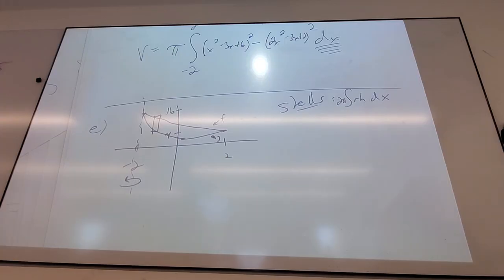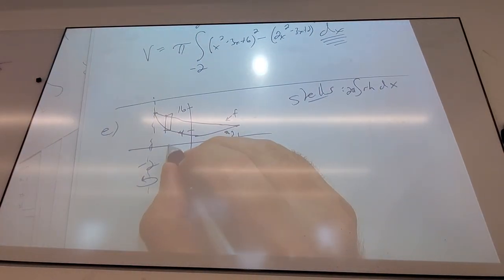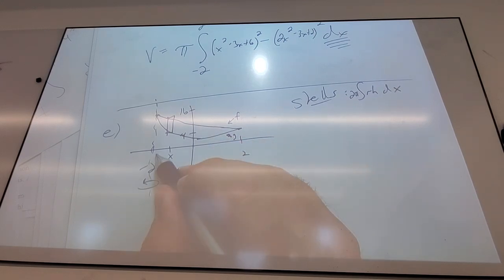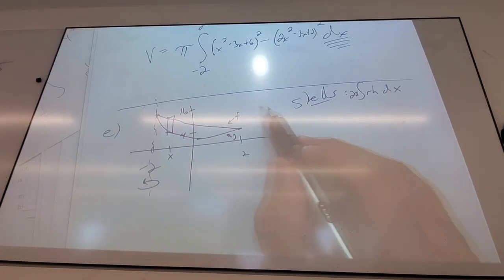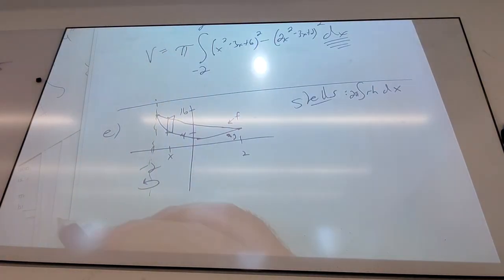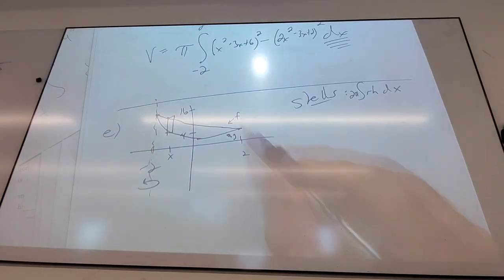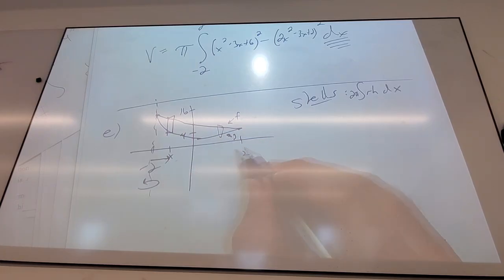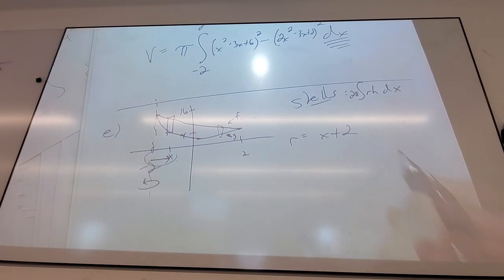What can I put underneath my rectangle? X. Good. So what's the radius? Now, did any of you put it over here? It doesn't matter. To figure out the radius, where do I start? The thing I'm spinning around. Thank you. So I start at -2 and I go to x. Even if you put it over here, you're going to go to x. So how far apart are those? X plus 2.